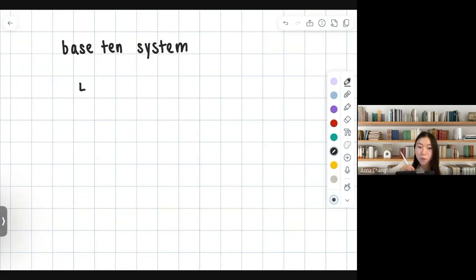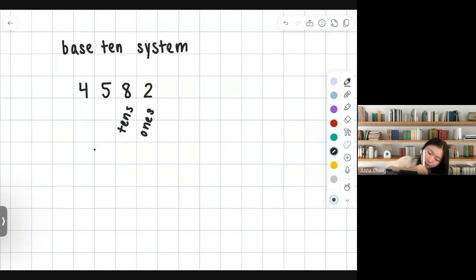Let's look at the number 4,582. As you may recall, the rightmost value here is called our ones place. Following that is our tens, then our hundreds, and finally our thousands. Okay. So here the number 2 represents 2 ones. We can just write that as 2.